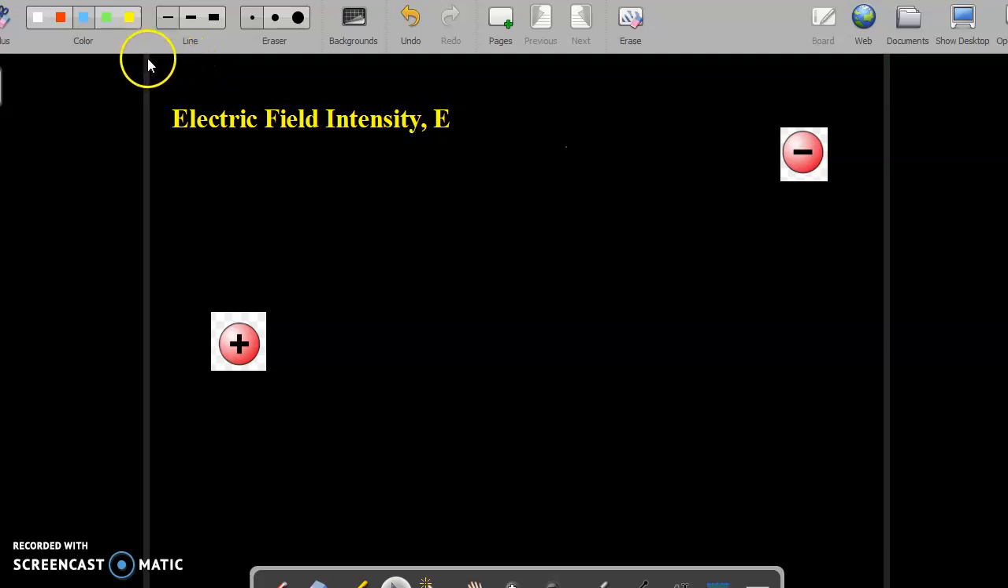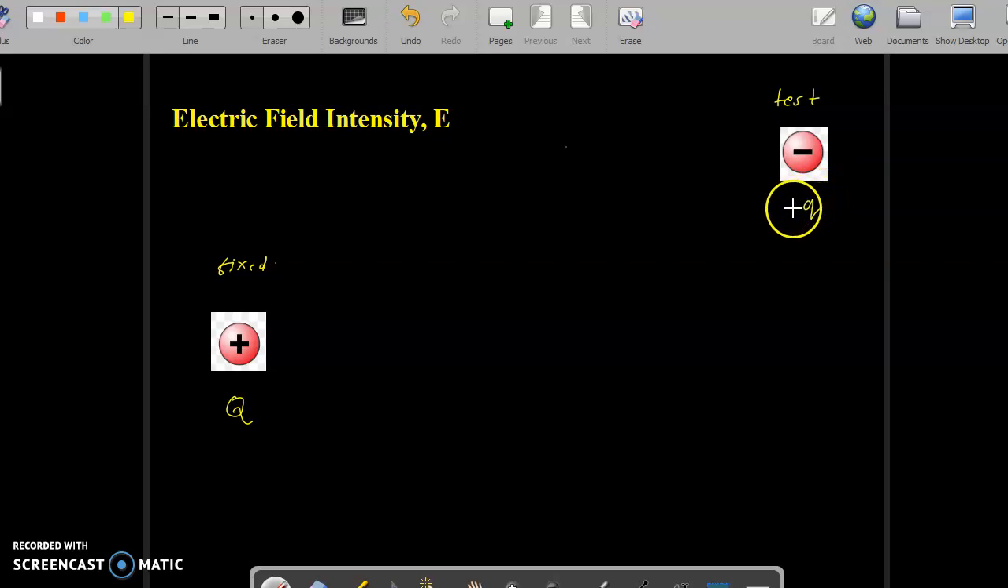In this discussion, we are going to learn about what is electric field intensity. So here we can see a test charge. There is a fixed charge. So this is a test charge, and this is a fixed charge. It is Q, and this is Q. So when I bring this test charge to somewhere around this Q, the test charge will experience some force.